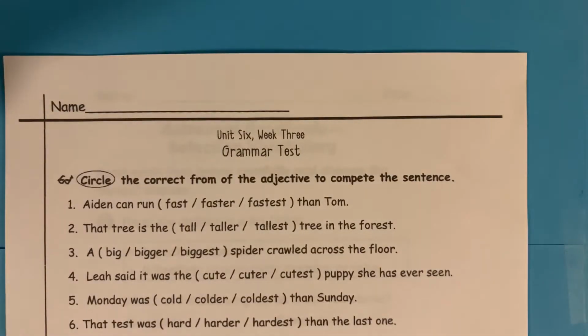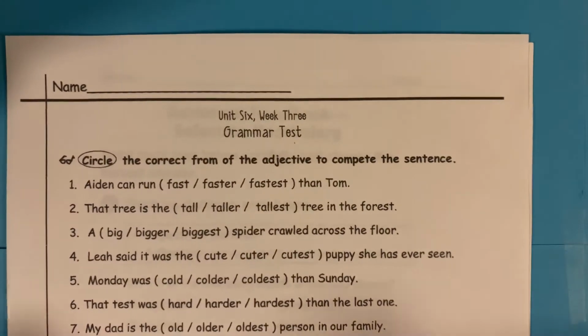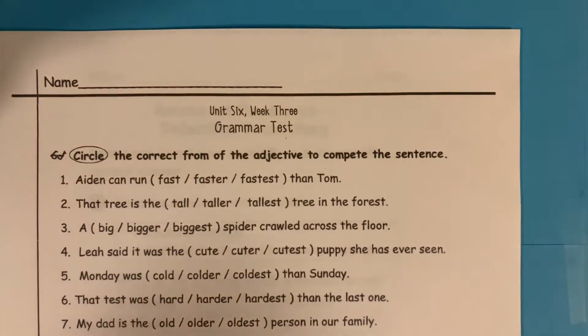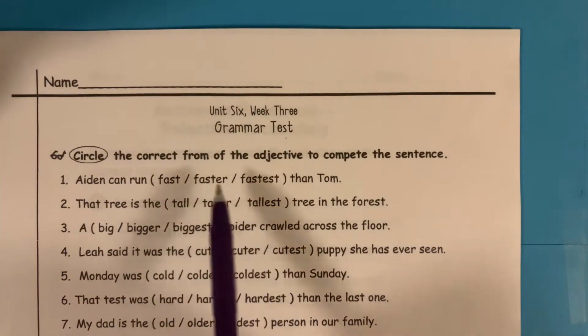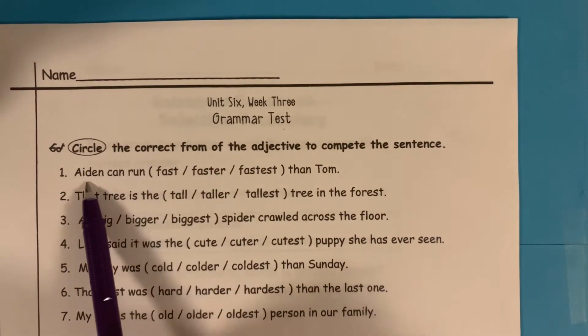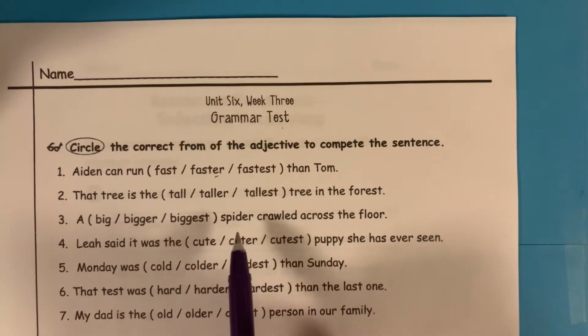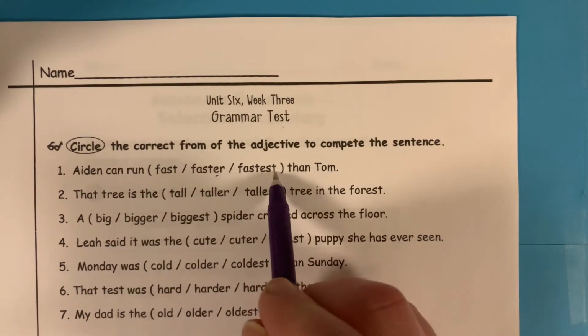Next, you are going to have just a little review. It says grammar test, but it's just reviewing what you've learned about using the adjectives that compare 2 or more things. So what you're doing is you're deciding if you're comparing 2 things where you would use er, or more than 2 things where you would use est.